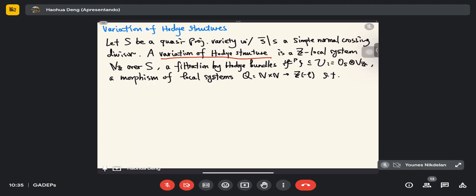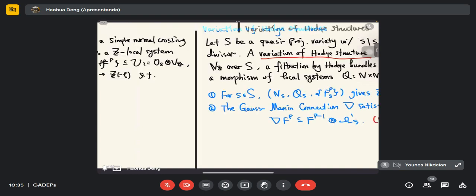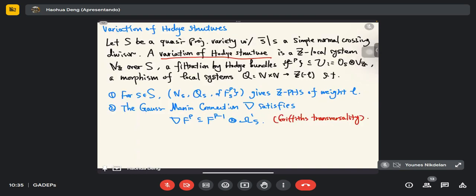A variation of Hodge structure is an integral local system V_Z over S. We also put a filtration by Hodge bundles on the corresponding vector bundle of this local system, and we need a morphism of local systems from V cross V to a twist of Z, such that on each stalk, V_s, Q_s, and this filtration give an integral polarized Hodge structure of weight L. It also requires that the corresponding connection of the vector bundle should satisfy Griffiths transversality. This is the basic setting of an abstract VHS.